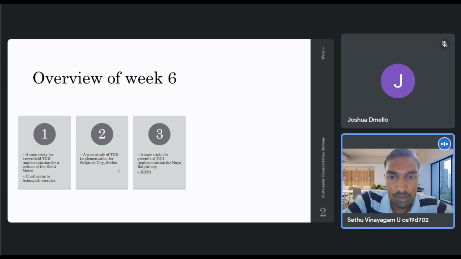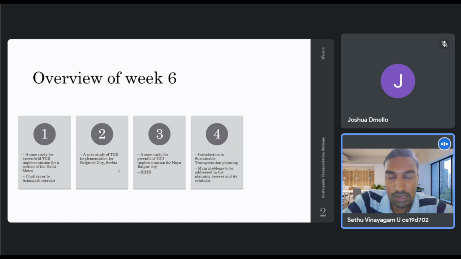The third lecture was for a different mode. This was for the bus rapid transit system for the Naya Raipur city. But this is different from the previous two in the sense that this was a greenfield project. It was built on land that was free, so everything was developed from scratch. That was the third case study, for a roadway system, and with that, the TOD discussion was completed.